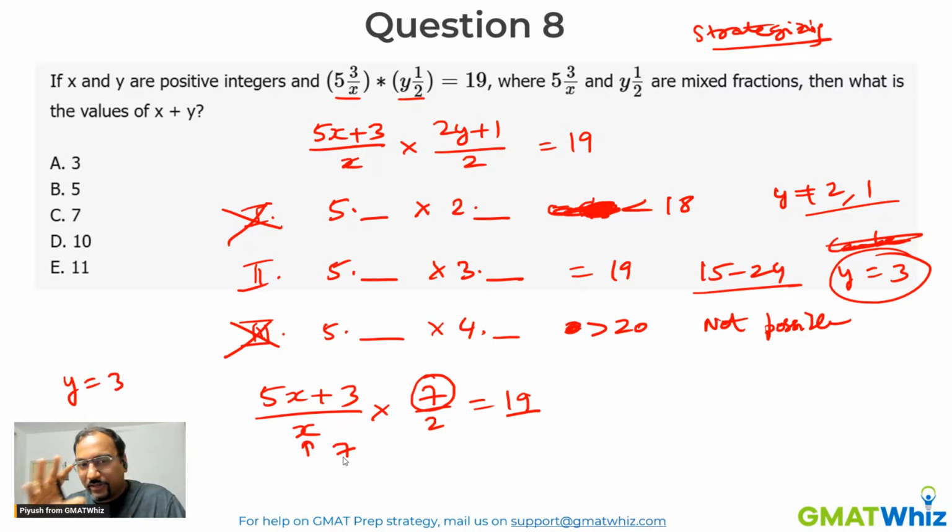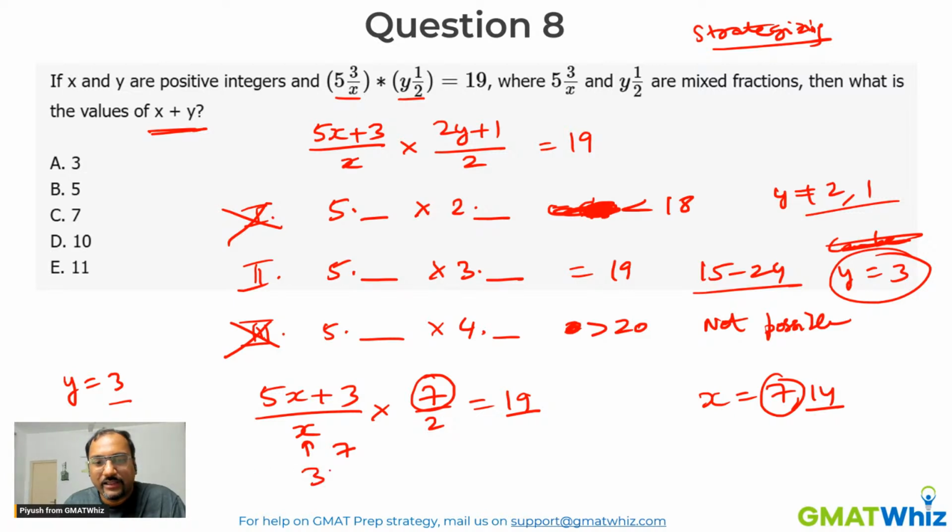Now, at first look itself, if x is a multiple of 7, if it is 14, then x plus y becomes 14 plus 3, which is 17. And I don't see 17 in the answer choices, definitely. So it can't be 14. x equal to 7 is what I thought. But before I could mark the answer, I said, let me validate it. There's no harm in validating, right? So I just placed x equal to 7 in the equation, and I got 38 over 7 multiplied by 7 over 2.